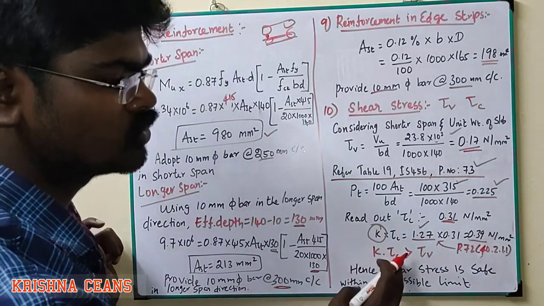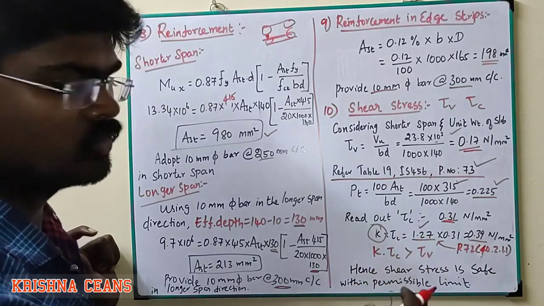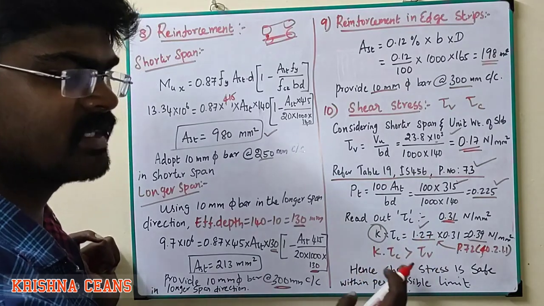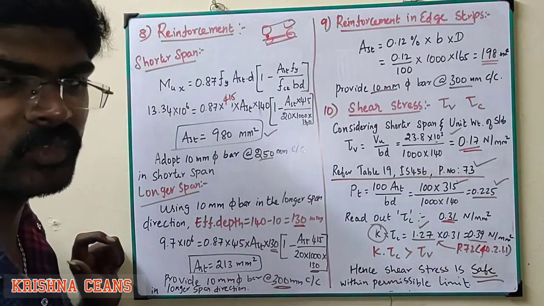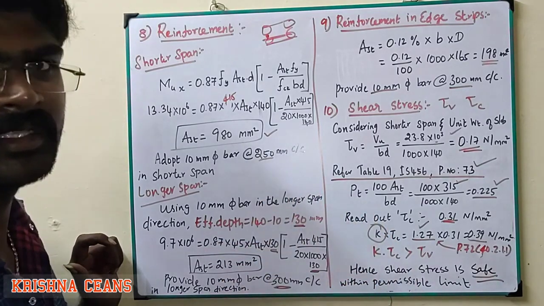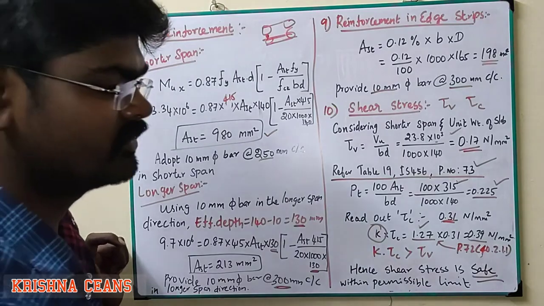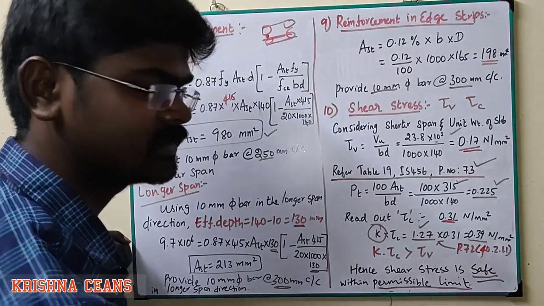So K into tau C is greater than tau V value, hence shear stress is safe. Tau C is greater than tau V means the shear stress is within the permissible limit.